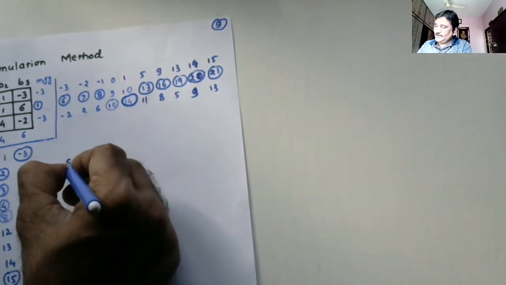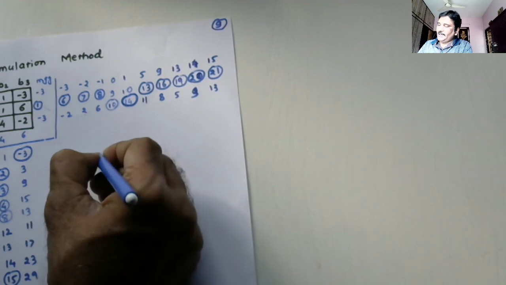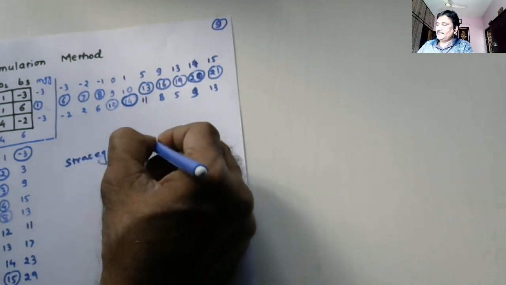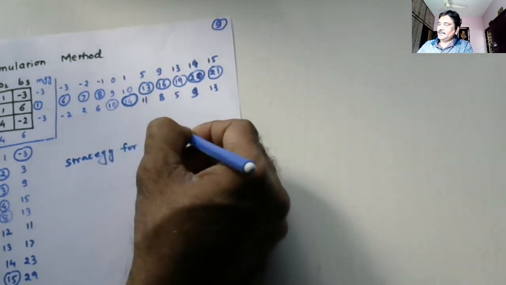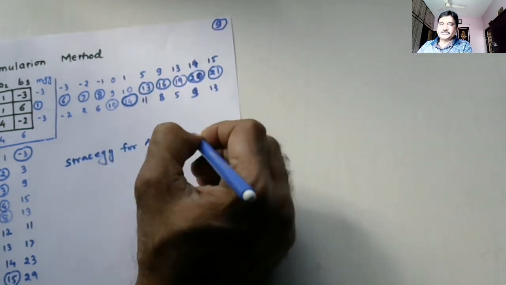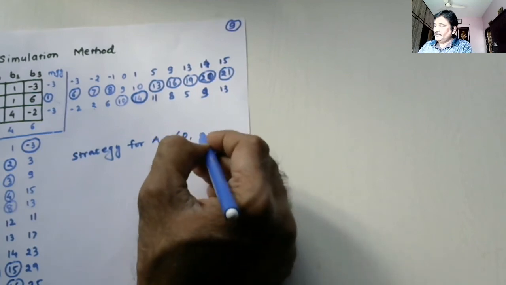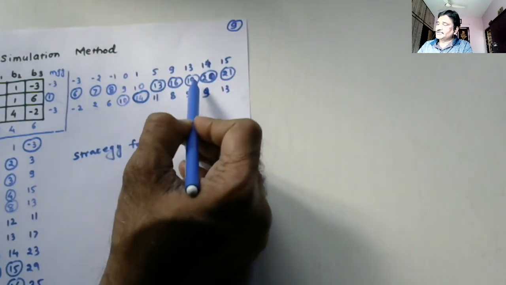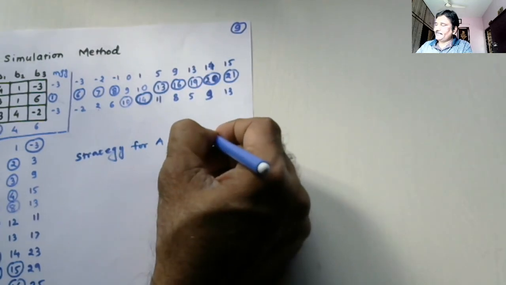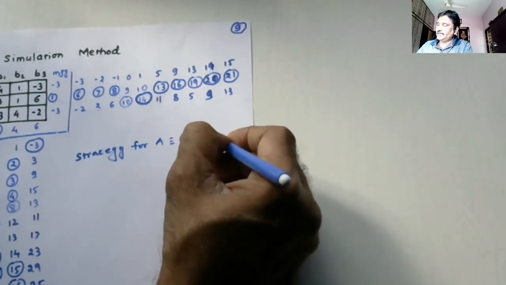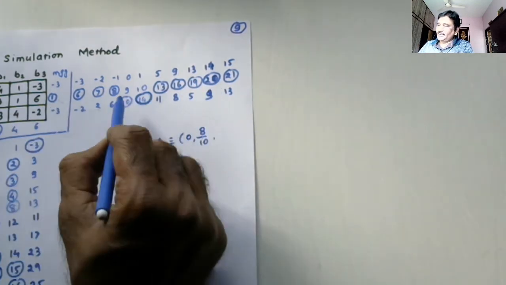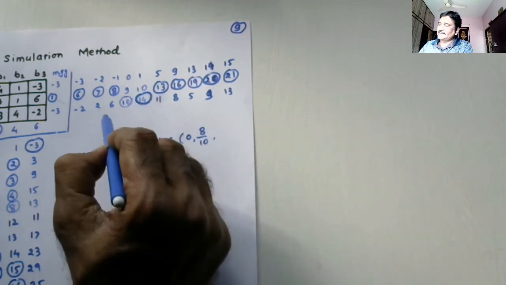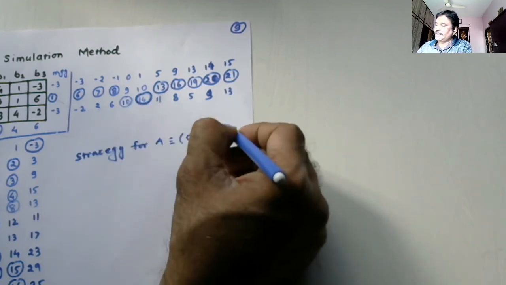So the strategy from our play: for A1, don't select it, because we have not selected it while we played. A2 was selected 1 2 3 4 5 6 7 8 times out of 10. 8 times out of 10, because we have played the game 10 times, out of which 8 times A2 was selected, and A3 was selected 2 times, 2 by 10.